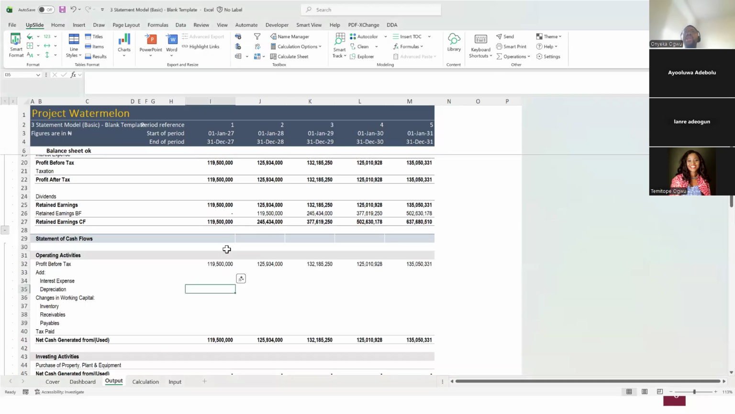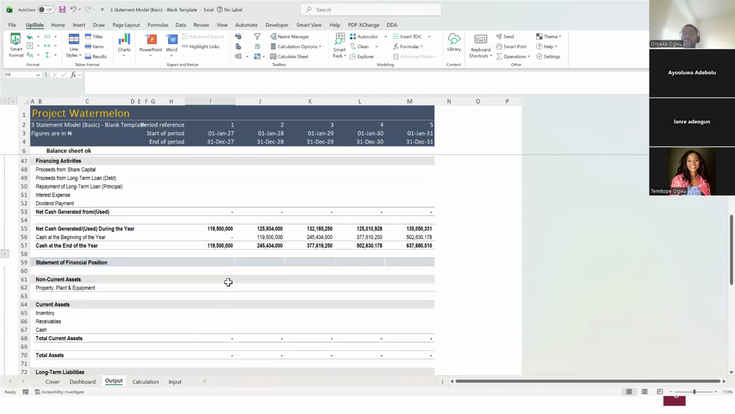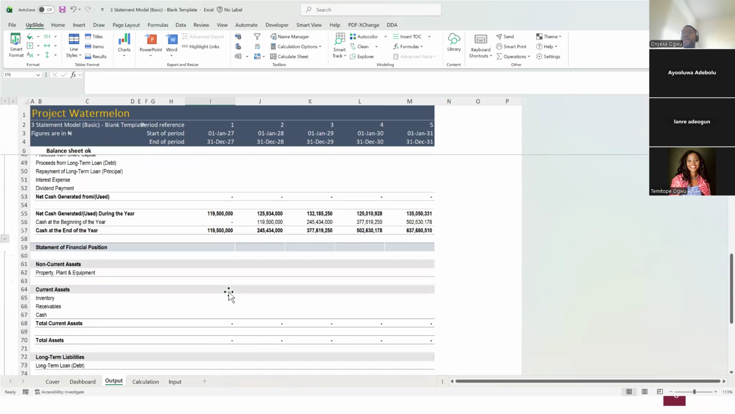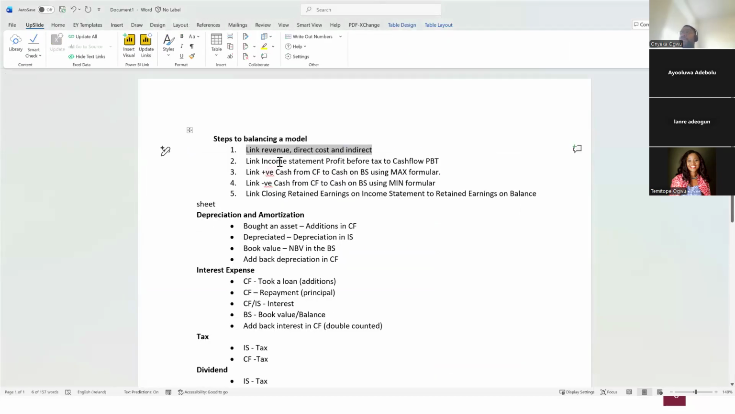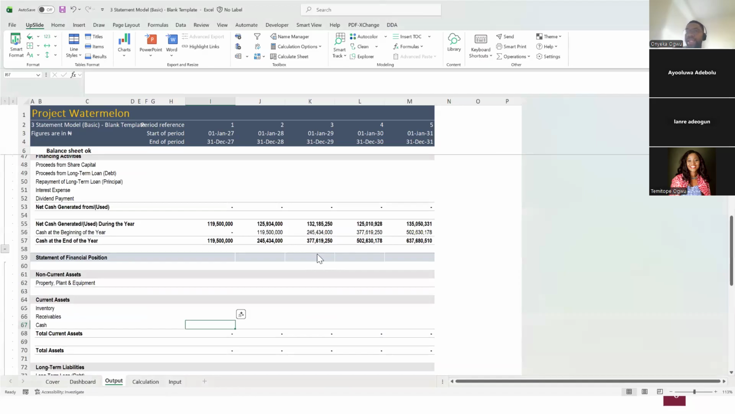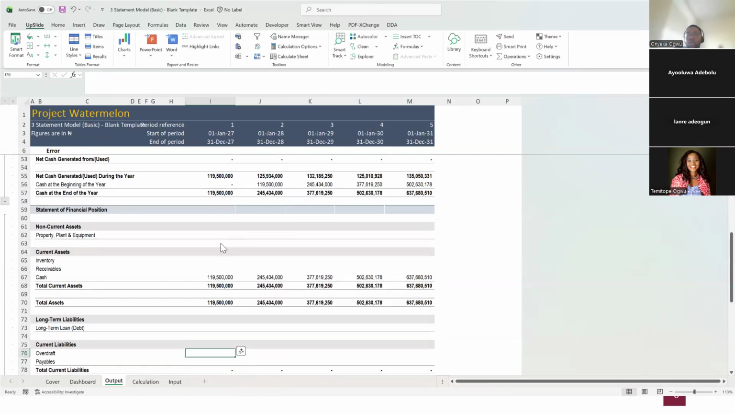All we are doing is linking our cash at the end of the year. If this cash is positive, it should come to cash here. If it's negative, it should go to overdraft. The instruction says use the max formula for positive cash, and the min formula for negative cash. All we do is very simple. In our cash, we'll do equals to max. That means give me the maximum of the cash at hand and 0. For overdraft, we'll do the minimum of this and 0.